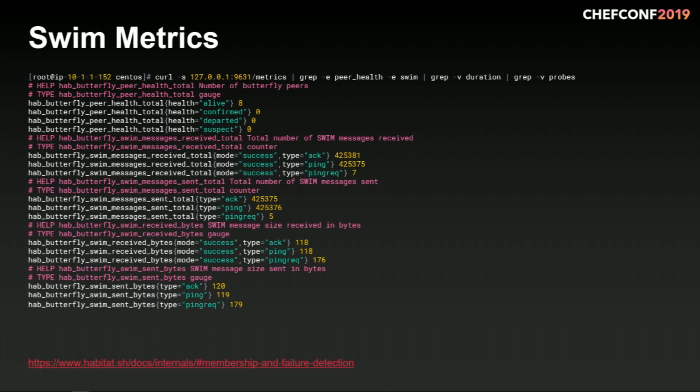Specifically, the ACK ping and ping requests. When things are going askew, you'll see fewer pings and more ping requests. So that's a really good thing to watch out for. But normally, if you have to look for that, you kind of already have an idea that something has gone askew.